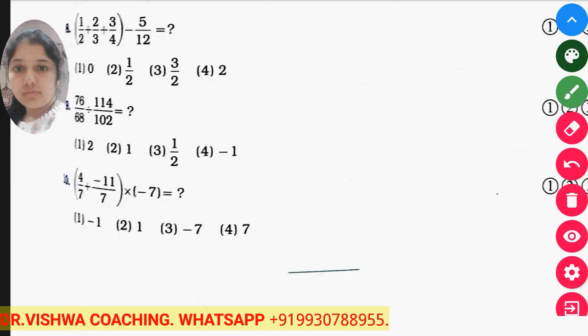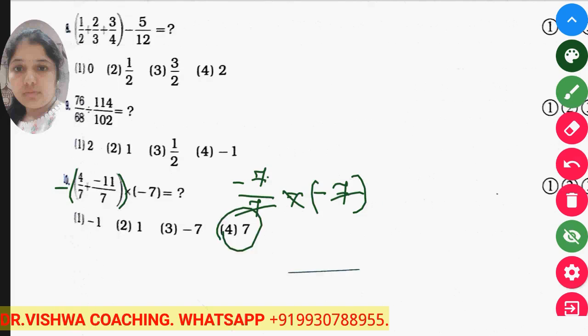This division is also very simple. And here in the last sum also you have to solve the bracket first, and then you solve -7 upon 7 into -7 in multiplication. So 7 will get cancelled and the minus sign becomes positive. So 7 is your answer.